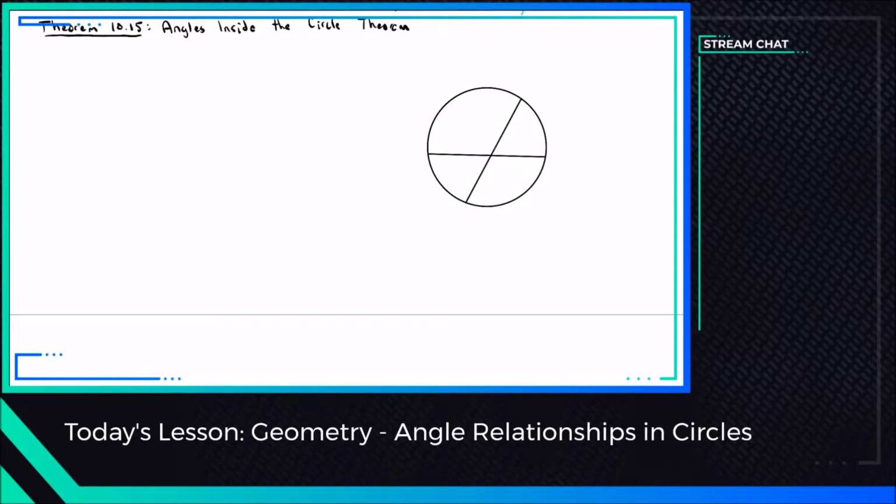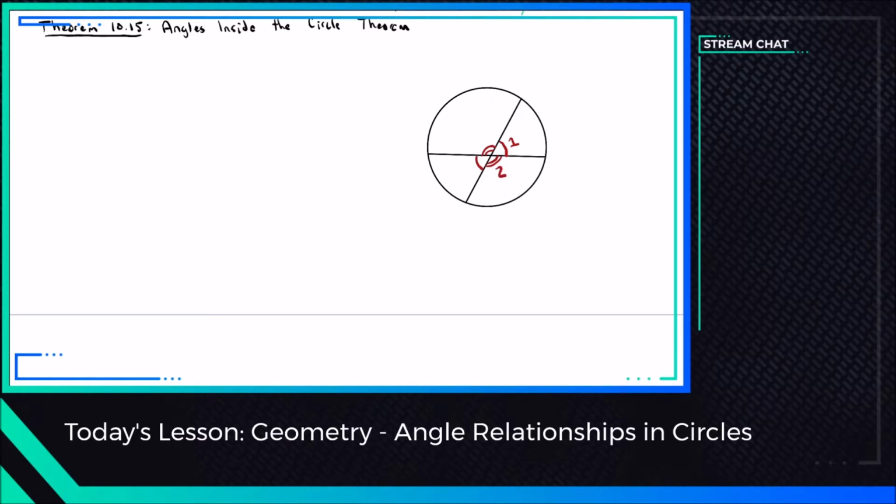All right, right away when you see 2 lines intersecting, you should be thinking of vertical angles, right? So that angle and that angle are going to be congruent, and we'll call those angle 1. And then this top and this bottom are also going to be congruent. That's going to be angle 2.